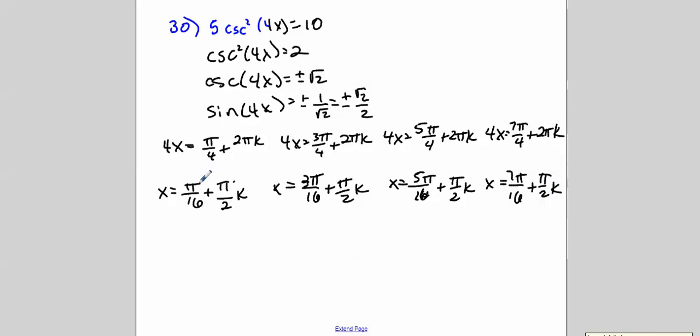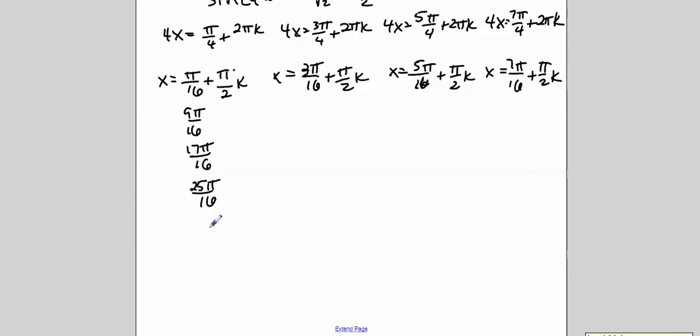Okay. So one set of answers is pi over 16, 3 pi over 16, 5 pi over 16, 7 pi over 16. But we're going to add pi over 2 to these answers 3 times to get 3 more sets of answers. So pi over 2 with a common denominator of 16 is going to be 8 pi over 16. So I'm going to add 8 pi over 16. So if I add 8 pi over 16 to this one, I get 9 pi over 16. And if I add 8 pi over 16 to that one, I get 17 pi over 16. And if I add 8 pi over 16 to this one, I get 25 pi over 16.